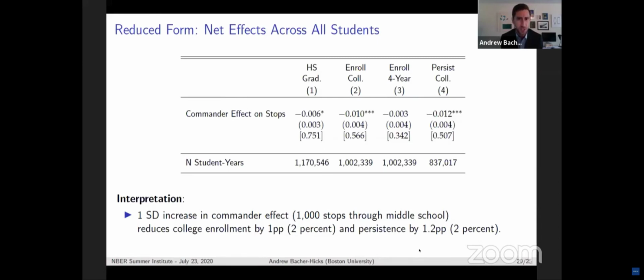And so this reduces high school graduation rates on average, reduces college enrollment, has no effect on net for 4-year college enrollment, and has negative effects on persistence. And just a note on how to interpret this: a 1 standard deviation increase in commander effect on average throughout middle school reduces college enrollment by about 1 percentage point, which is about 2% from the mean. And you'll see the sample means in brackets below in this chart.